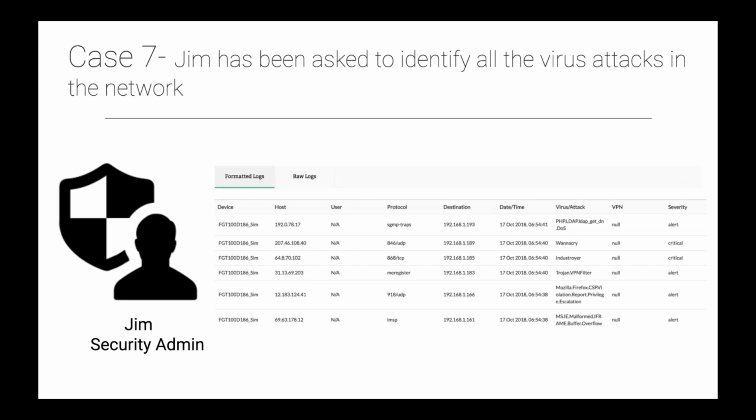So now let us look at a use case for raw search. There have been a lot of attacks on Jim's network, and hence Jim has been asked to identify all the virus attacks in the system. Let us look at how Jim identifies this using Firewall Analyzer's raw search.